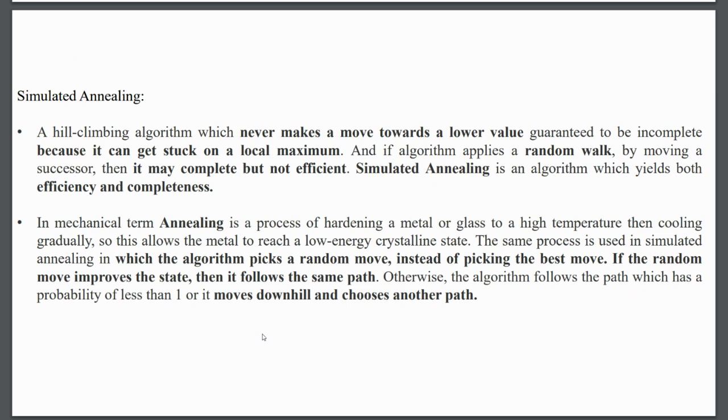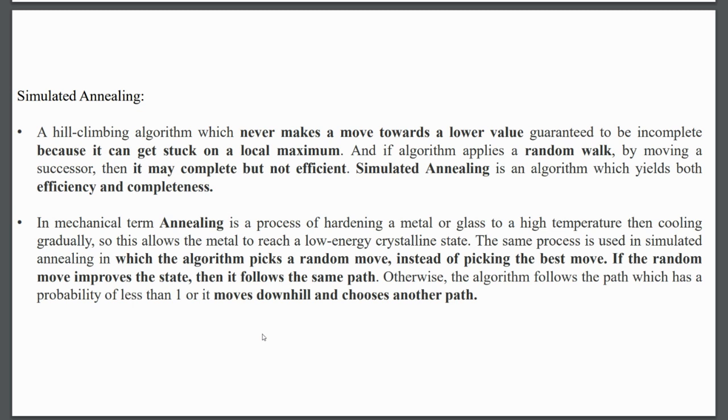And let's look at the fourth type, simulated annealing. A hill climbing algorithm which never makes a move towards a lower value is guaranteed to be incomplete because it can get stuck on a local maximum. And if it applies a random walk by moving to a successor, then it may be complete but not efficient. Simulated annealing is an algorithm which yields both efficiency and completeness.